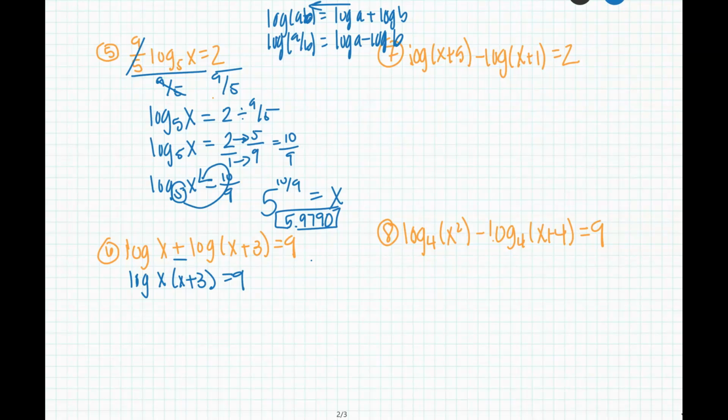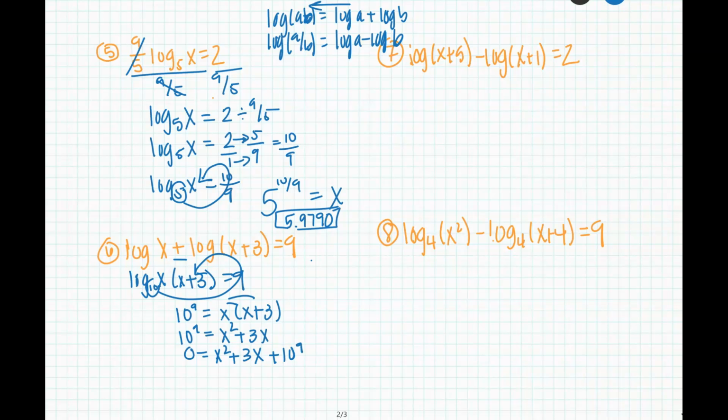And then I'm back to what we were doing in 3, 4, and 5. This, when it doesn't have a base, is a base 10. So I'm going to snell it around. So it gives me 10 to the 9th equal to x times x plus 3. And then I'm just going to solve my quadratic. So I have 10 to the 9th equal to, distribute, so I get x squared plus 3x. And I'm going to subtract that over. So I get 0 equal to x squared plus 3x plus 10 to the 9th.